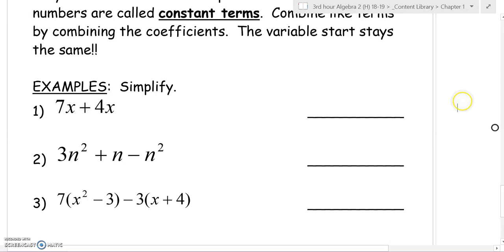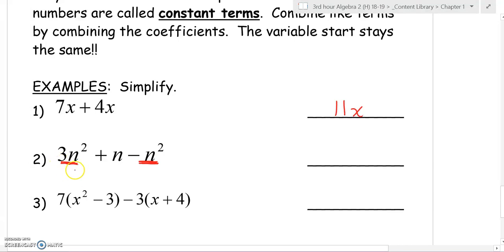I think we all know that 7x plus 4x is 11x. Notice I added the coefficients. The variable part stays the same. Let's go to the next one. 3n squared plus n minus n squared. Notice there are three terms. Out of these three terms, which are like terms? Well, the 3n squared and the minus n squared are both like terms.